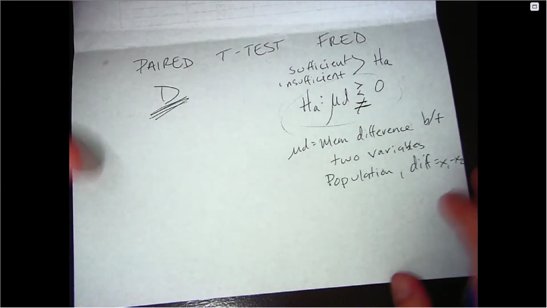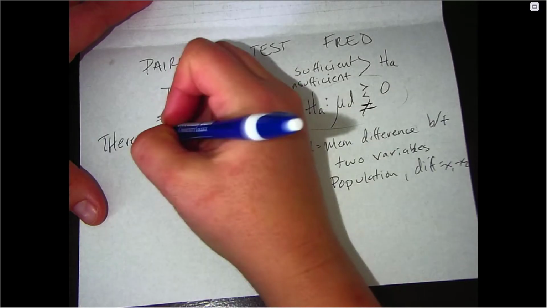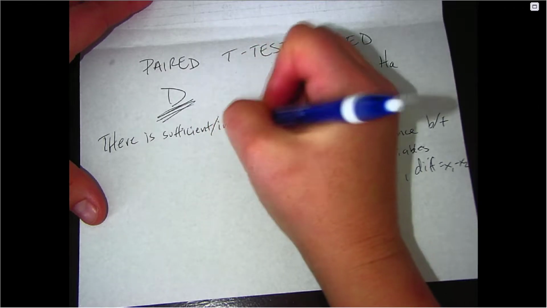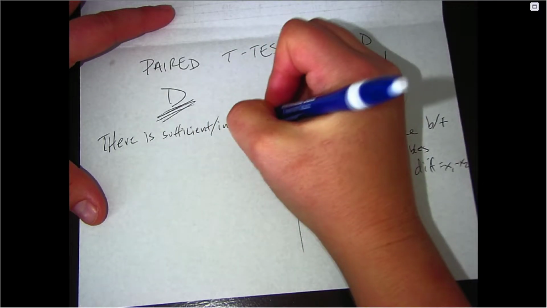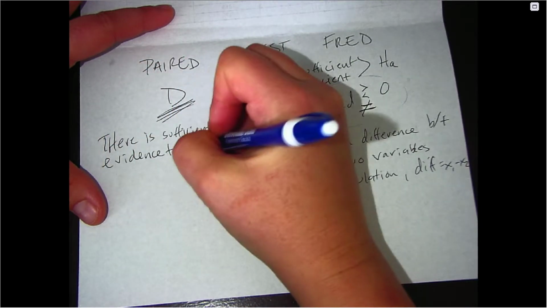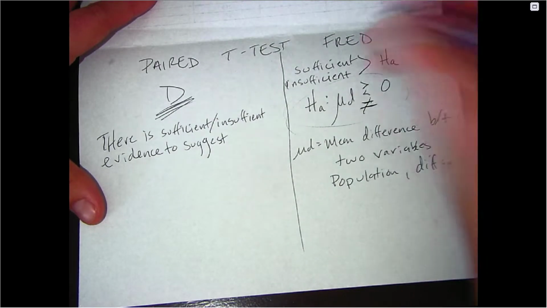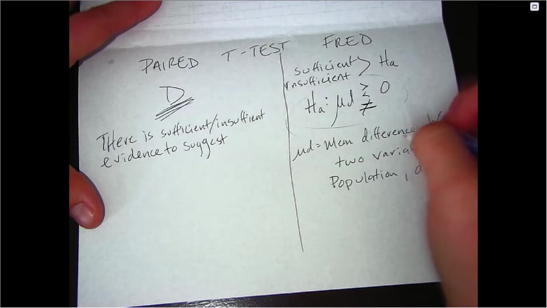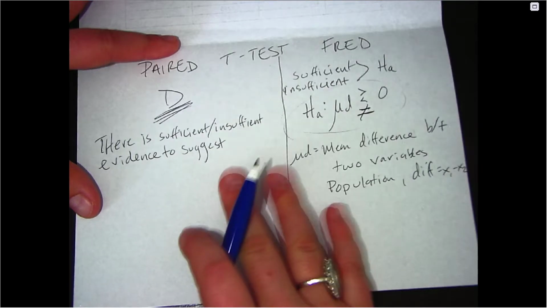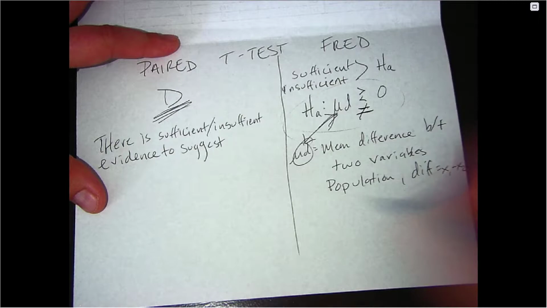So when we state our letter D, we'll always start with there is, and we'll say either sufficient or insufficient evidence to suggest. And remember that the sufficient and insufficient goes with if you reject or fail to reject. So that's part of it. That's the base part that we're used to. Now the next part, just to make these readable. So basically these two things are the same, right? Mu sub D we're defining with this sentence.